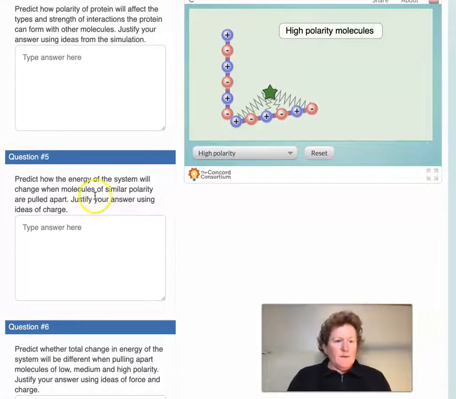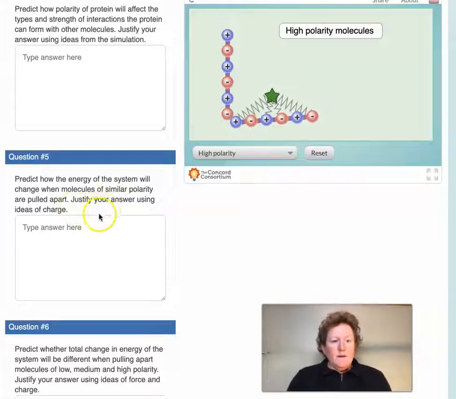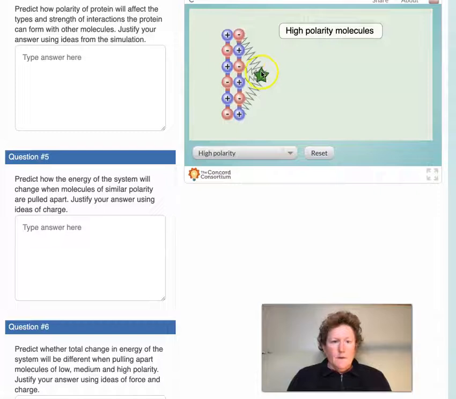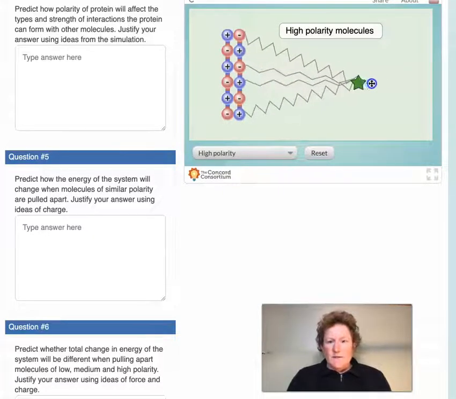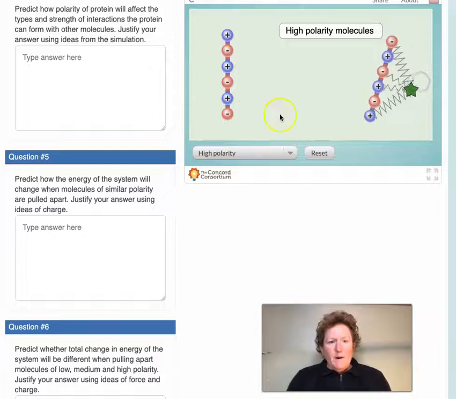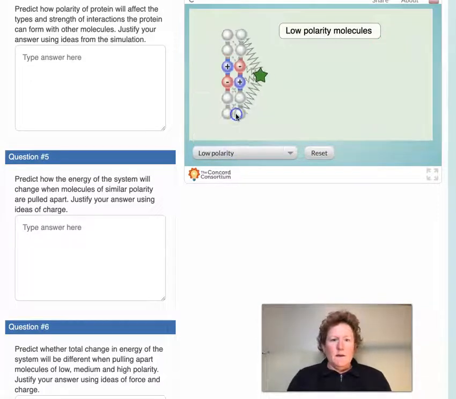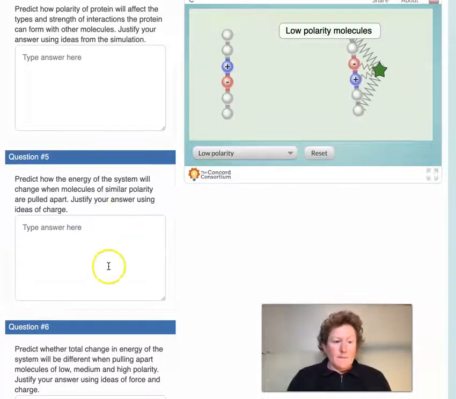Question number 5, predict how the energy of the system will change when molecules of similar polarity are pulled apart. Justify your answer using the ideas of charge. So if you have a lot of polar molecules, how much energy are you going to have to put into this system to pull them apart versus low polarity molecules that come apart pretty easily?